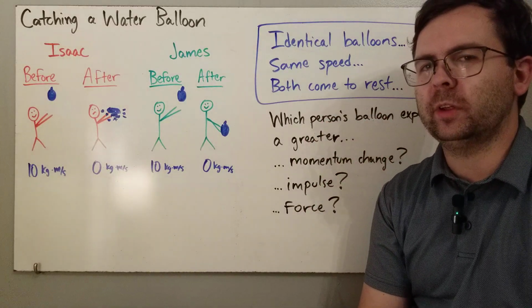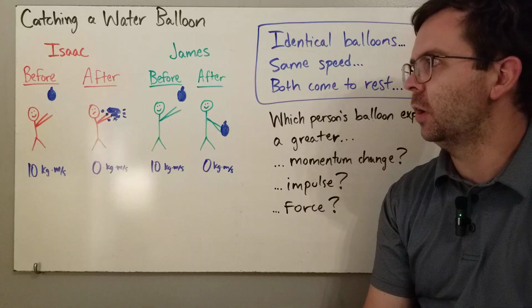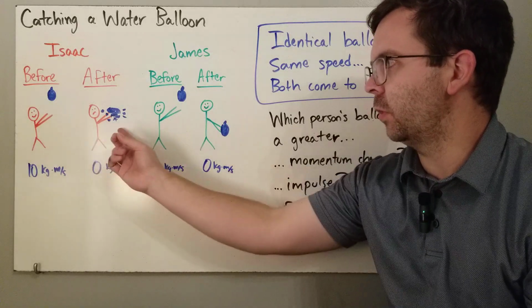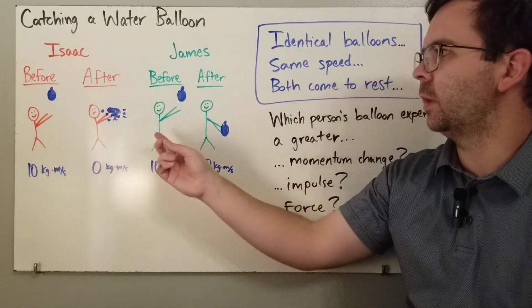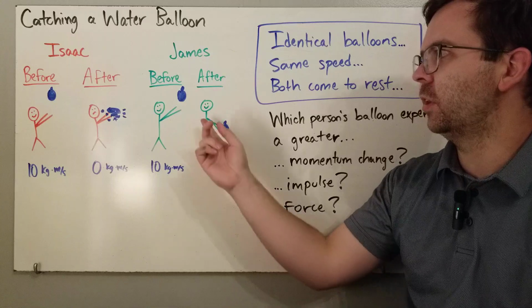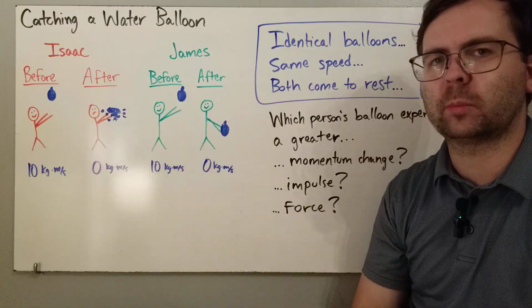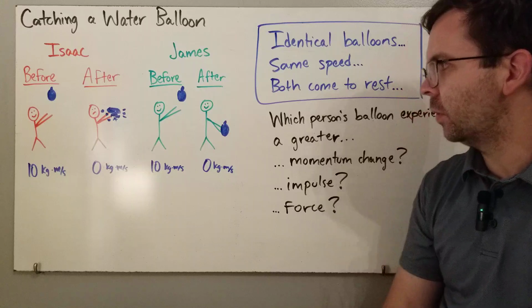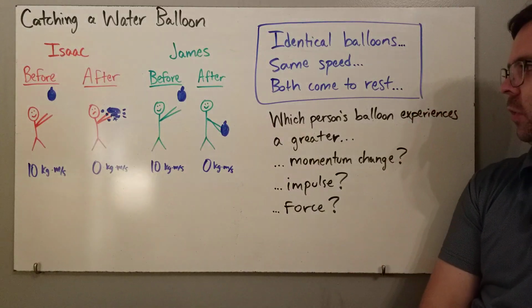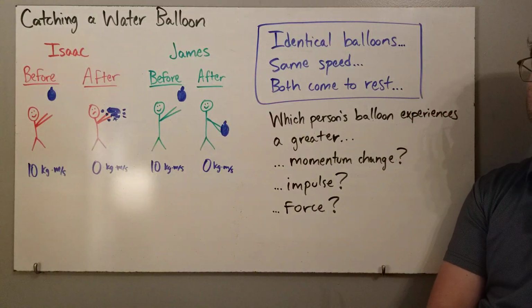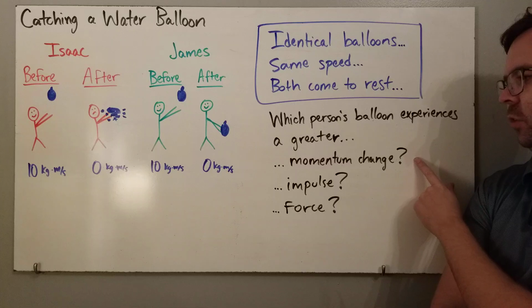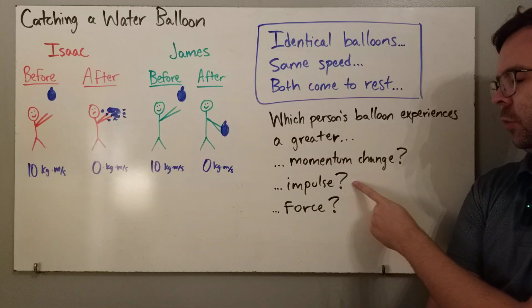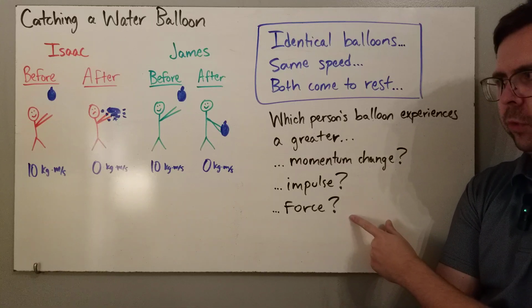But there's a difference in the two catchers here. For Isaac, he slows the water balloon down pretty quickly and it ends up busting in his hands. James gradually slows the water balloon down and safely contains it. So, I've got three questions really. Which person's balloon experiences a greater momentum change, greater impulse, and greater amount of force?